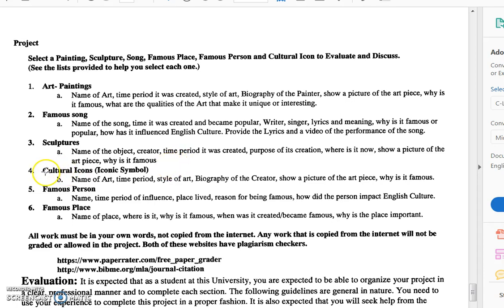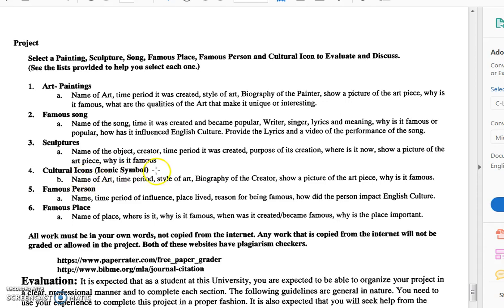Now number 4 is called a cultural icon. And an icon is a symbol. It's a symbol. I want you to think about Superman. What is Superman's symbol? Well, it's the S on his chest, isn't it? And if you see that symbol, you know right away that it means Superman. You don't have to have the words. You don't have to see his face. You know that that symbol represents Superman. So I want you to think about some symbols. I'm going to show you a few in a moment, but I want you to think about what that might be.